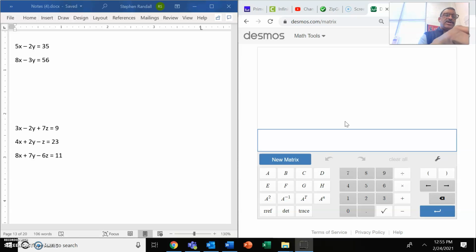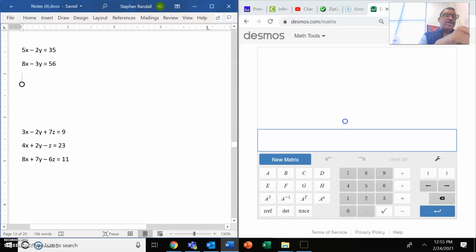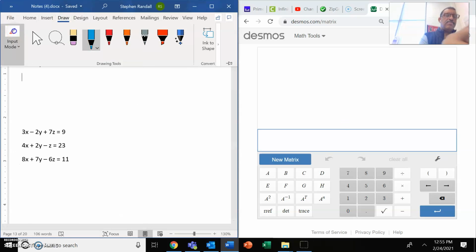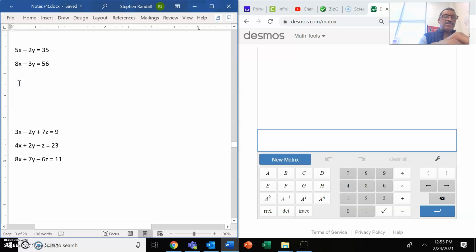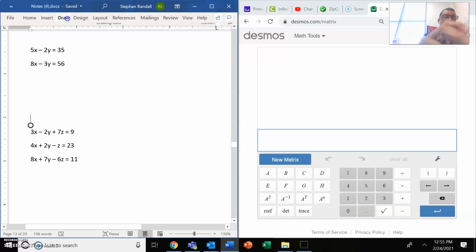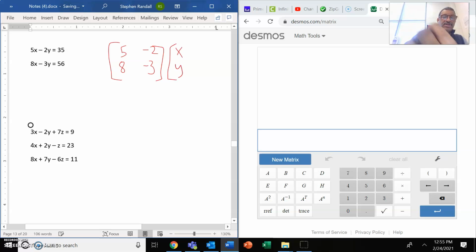To set up your matrix equation, you have to set one matrix with your coefficients. So this matrix will be my coefficients. For this system, my coefficients are 5 and -2 and 8, -3. My second matrix is the variables, and my third matrix equals the matrix with 35 and 56. So that is setting up the matrix.